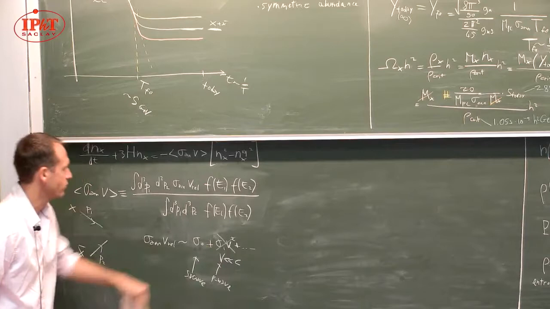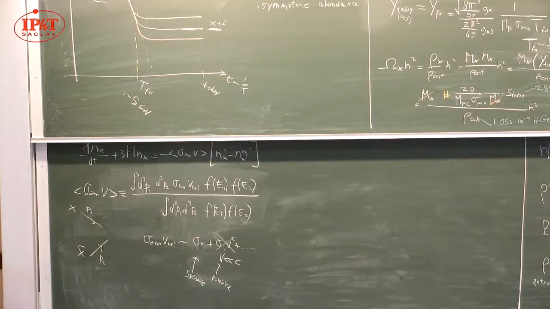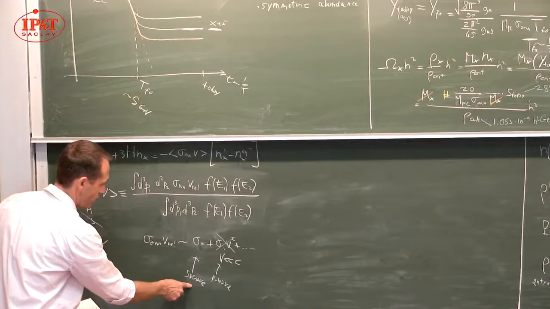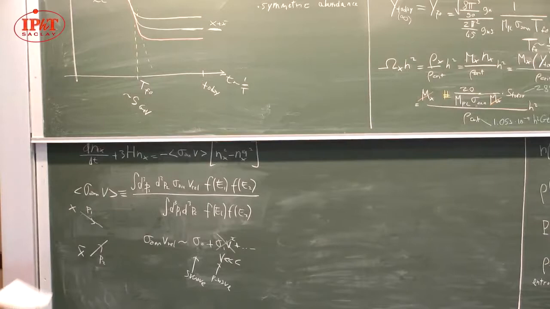And so in the end, this quantity goes back to being velocity independent, like sigma zero. In other models, this term is absent for different reasons related to the particle physics of the collision, and then you have to keep the other one. In that case the annihilation is in P wave, and this is relevant, and you have to keep it in.